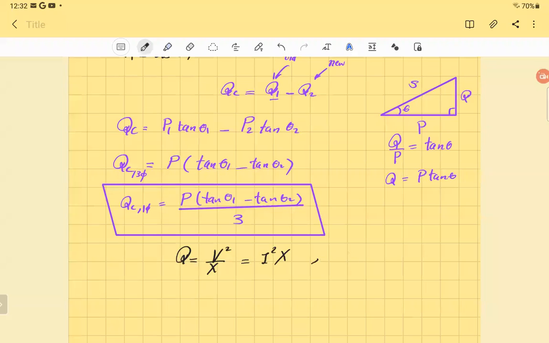And also, let me just write also power. Power can be found as V squared over R or I squared times R. That's per phase. If you want 3-phase, multiply by 3.